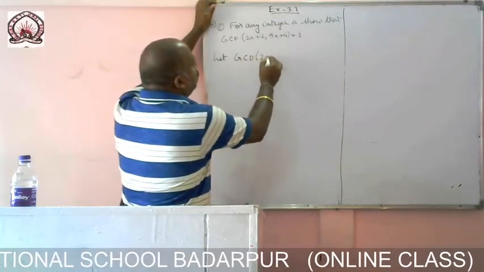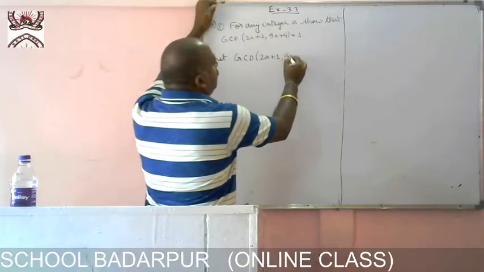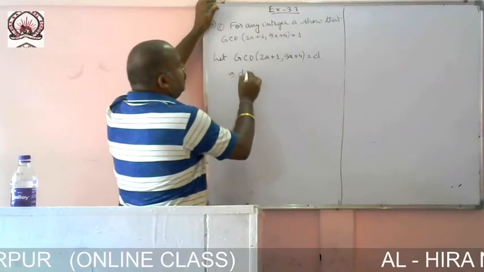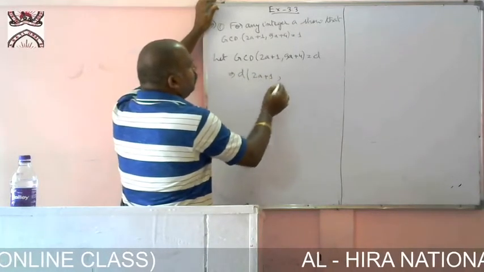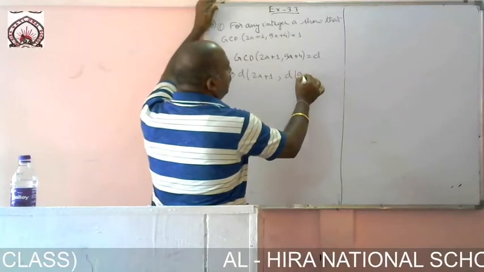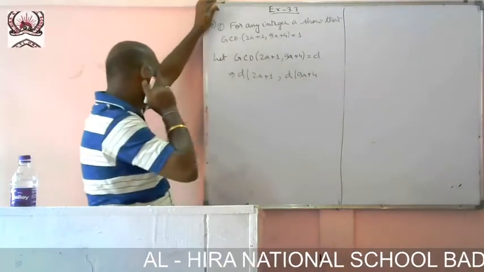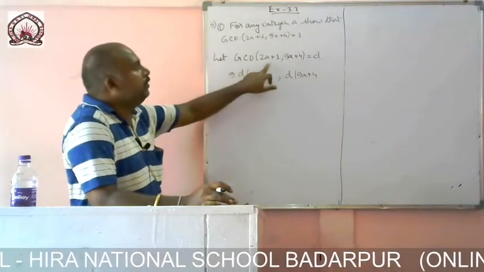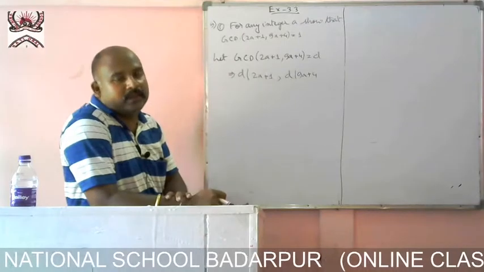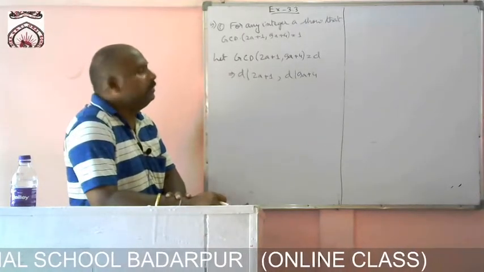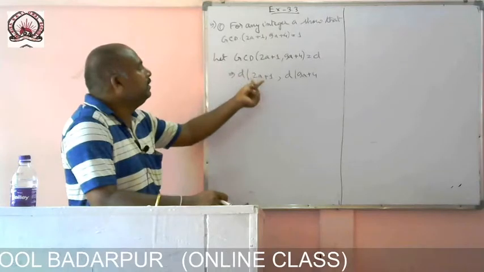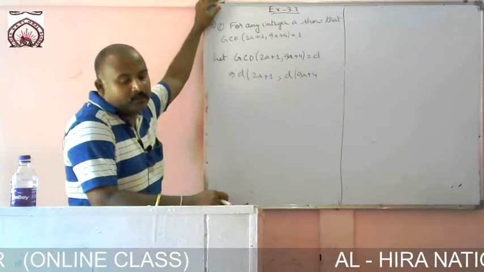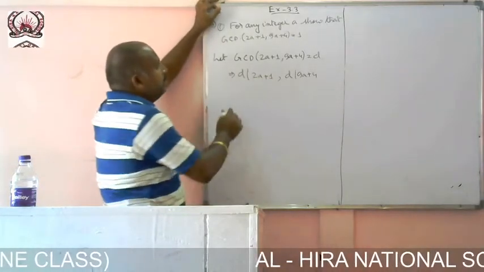Let the GCD of twice a plus 1 and 9a plus 4 equal D. So what can you say? It implies D divides twice a plus 1 and D divides 9a plus 4. Okay. Now we know that D divides twice a plus 1 and D divides thrice a plus 4. Okay.